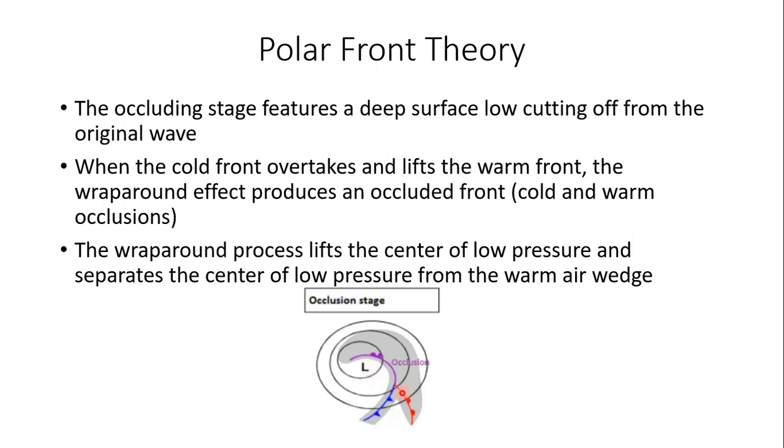Okay. And so what's happening is the cold front is much quicker as far as movement, and it catches up to the warm front over time. And then the warm air is lifted off the ground, forming this occlusion right here. So now the occluded stage is typically where you have the most intense stage of the cyclone before weakening kicks in.